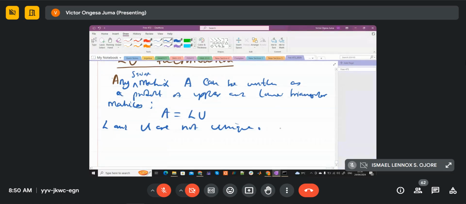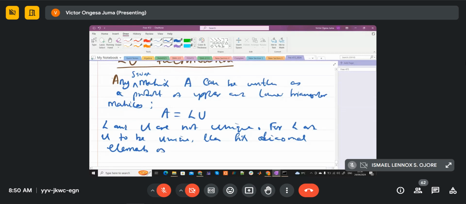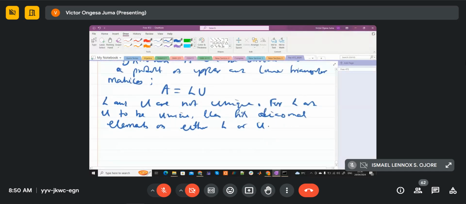So for L and U to be unique, fix the diagonal elements of either L or U. You fix the diagonal elements. And I think if you fix them to be one, it's called something like Cholesky factorization. You can check what that means when you fix this.